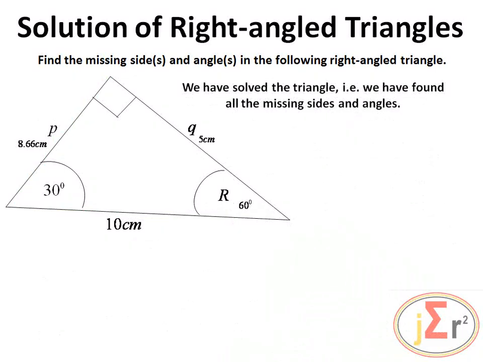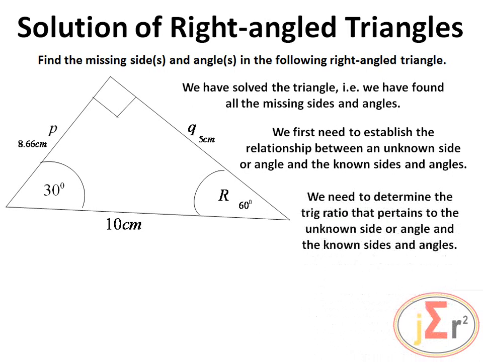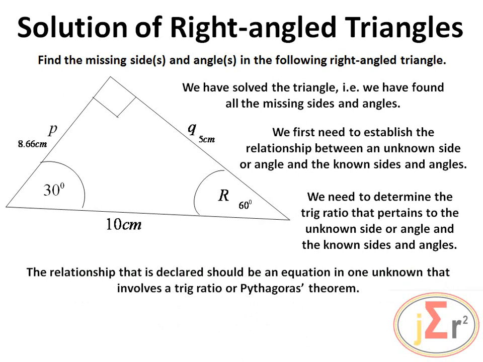So we have solved the first triangle. We have found all of the sides and angles that are missing. We first need to establish the relationship between an unknown side or an angle and the known sides and angles. If we are going to be working to find a side or an angle, we need to see how the known sides and angles relate to the one that we intend to find. We need to determine the trig ratio that pertains to the unknown side or angle and the known sides and angles. After doing that, the relationship that is declared should be an equation in one unknown. That single equation should involve a trig ratio or Pythagoras theorem.